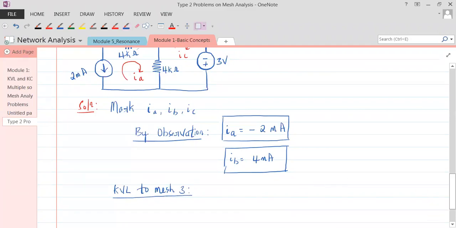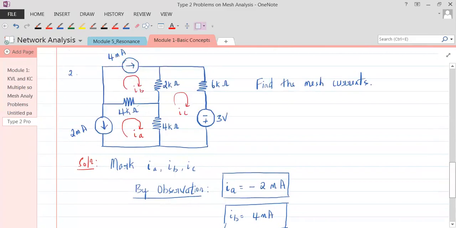How does it look? I'll just write that here and I'll copy it down there. So how does the KVL look? See here, everybody. Let's move from this 4K. So it's 4 kilo into IC minus IA. Why IC minus IA? Why not IA minus IC? Because IC is positive in mesh 3. We are operating in mesh 3, right? So the current in mesh 3 would be positive and the other current would be negative, because IC is moving upwards here and IA is moving downwards. So it's 4K into IC minus IA.